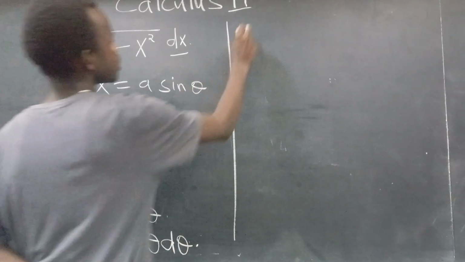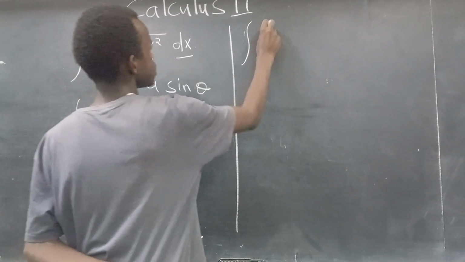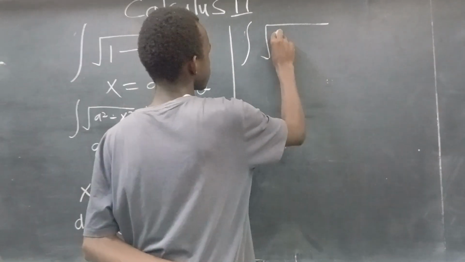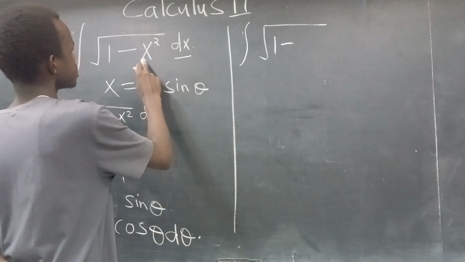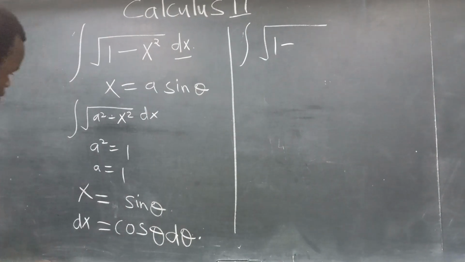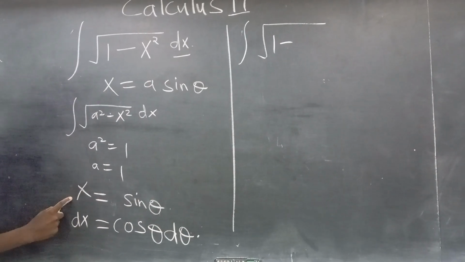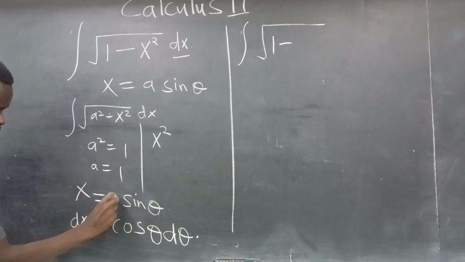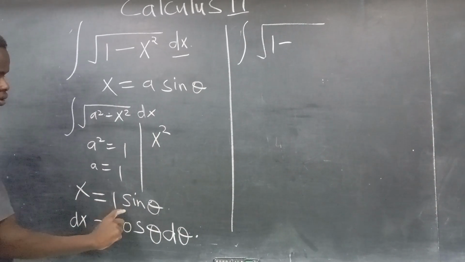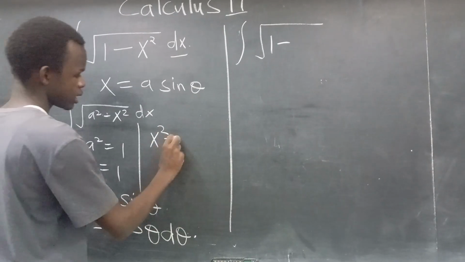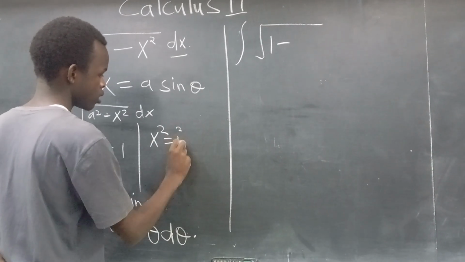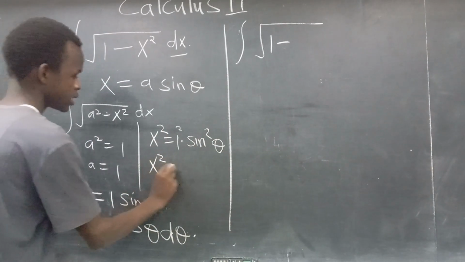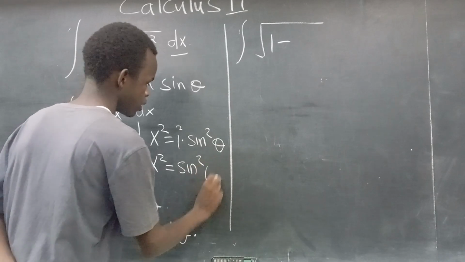So I'll say the integral of the square root of 1 minus what is x squared. From x we get our x squared from here. I'll just square 1, remember there's a 1 here. Square 1 is just 1, and squaring sine theta, I'll get 1 squared multiplied by sine squared of theta. So x squared is just the same as sine squared of theta.